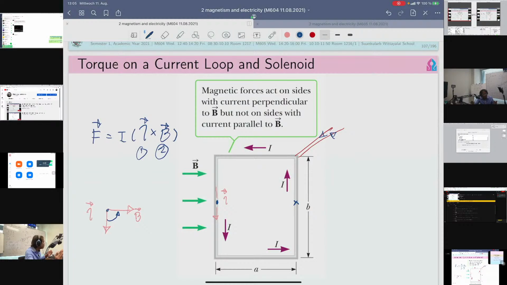Okay, well, yeah, that's the first, that can take place on the left side. What about the force direction on the right side?